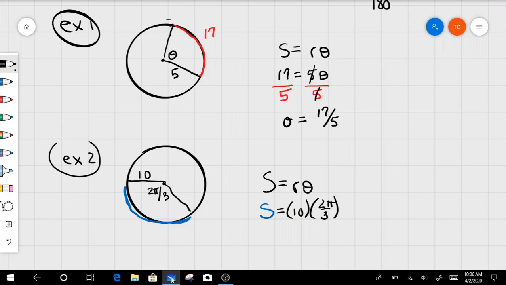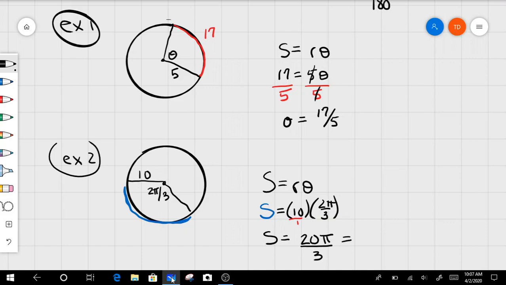Okay, well, just do the calculations. Make sure when you multiply fractions, it's top to top and bottom to bottom. So I'm going to turn that 10 into a 10 over 1, just so I'm not tempted to share the 10 with the top and the bottom. And I get 20 pi over 3.